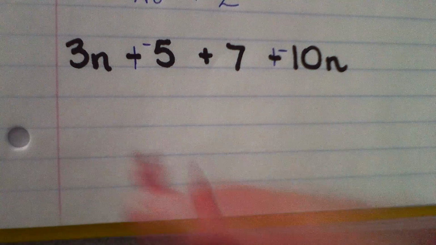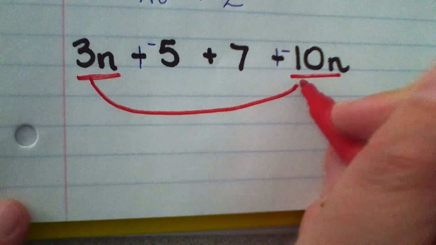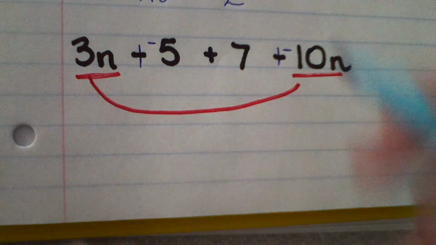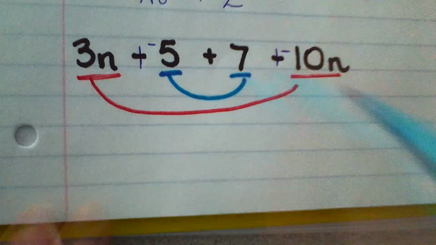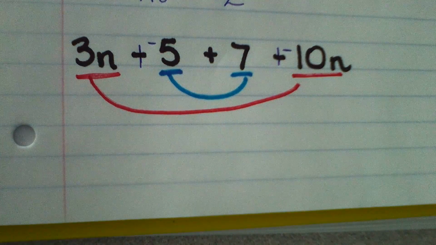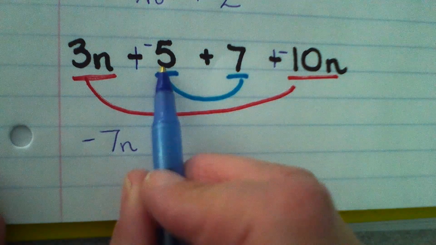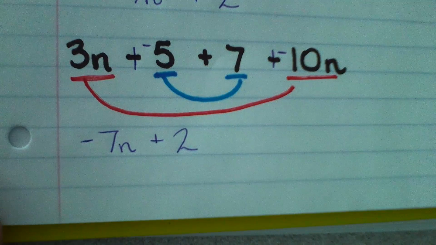And then if I want, I can say, okay, my 3n is going to get grouped with my negative 10n, and I can do that in my head and not actually write out the associative property. And then I've got my negative 5 and my 7. Those are going to get grouped together. So again, if I put positive 3n's with negative 10n's, I end up with negative 7n's. And then if I've got a negative 5 and a positive 7, that's going to give me a positive 2. And so that's the simplified version.